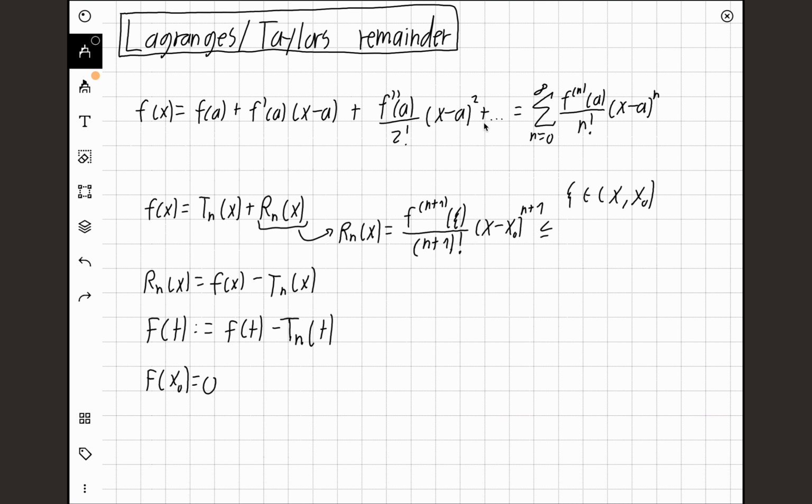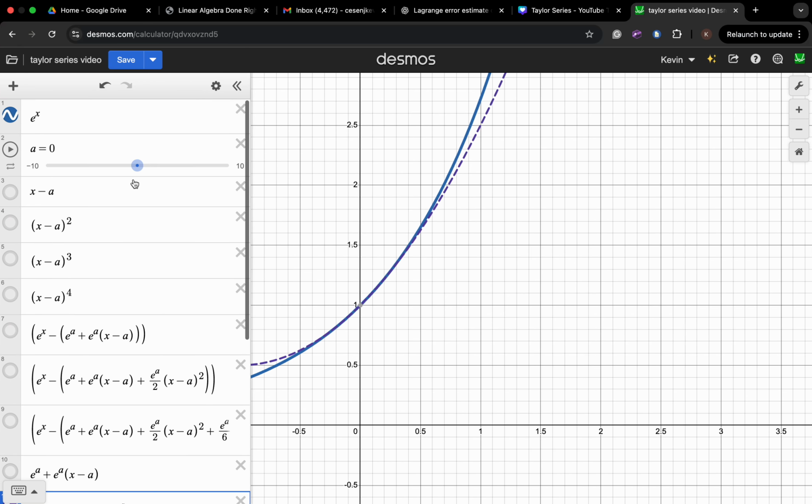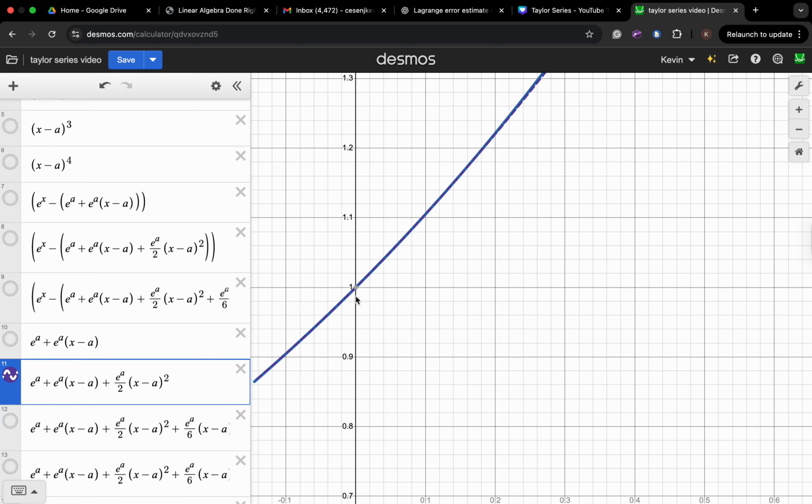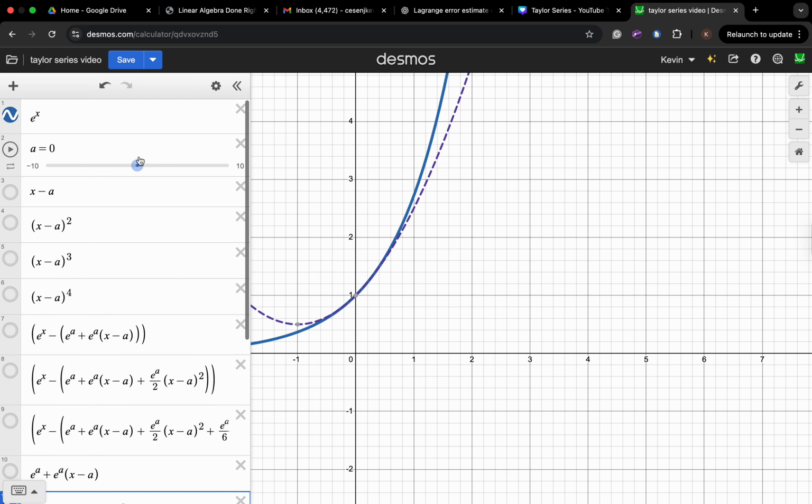The Taylor series is constructed in such a way that it equals the function at the point where we're expanding. Here we're expanding at a equals 0, and see our approximation at x equals 0 is exactly equal to the actual function. And we can switch a. We can expand the Taylor series at any point. Here I'm just expanding it at 0.